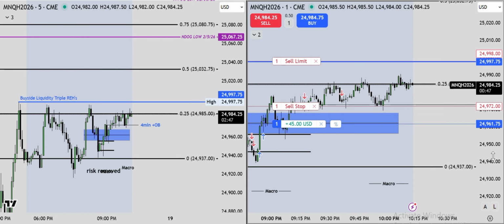And I'm happy that, looking back in hindsight, we eventually took out those triple relative equal highs. So my corrected draw was correct. Initially I was thinking midnight open, but once I realized we were going up, I'm like, yeah, we're taking out those triple tops.